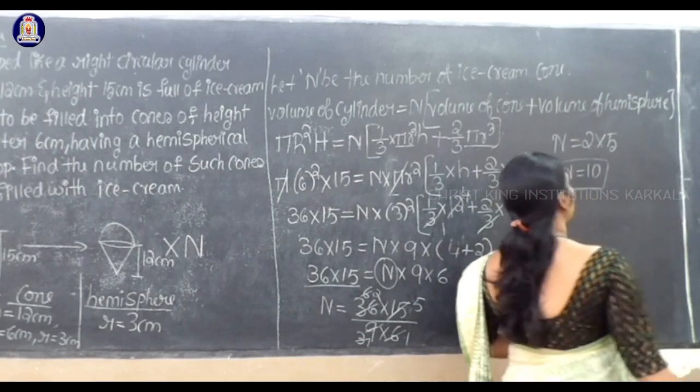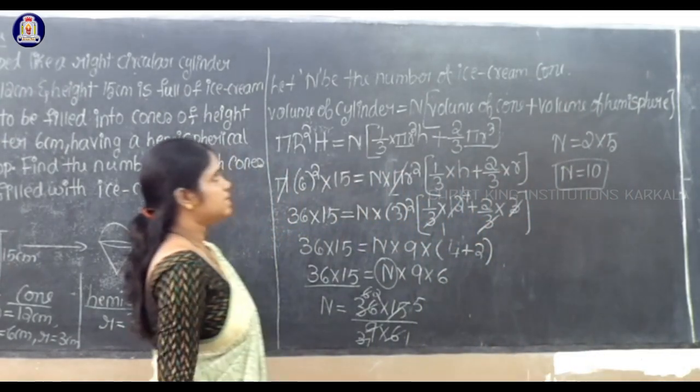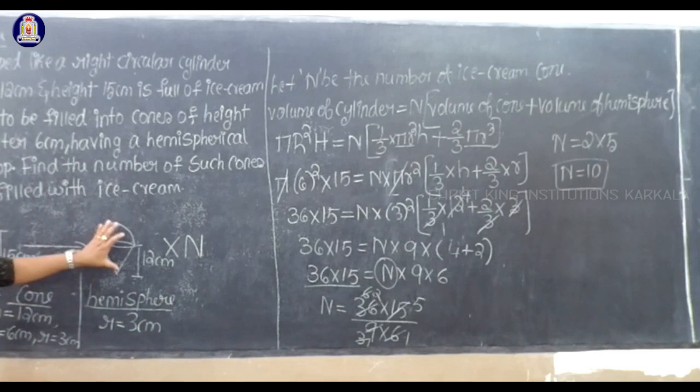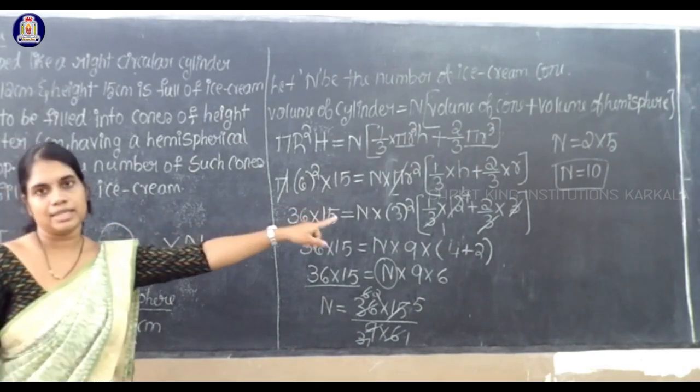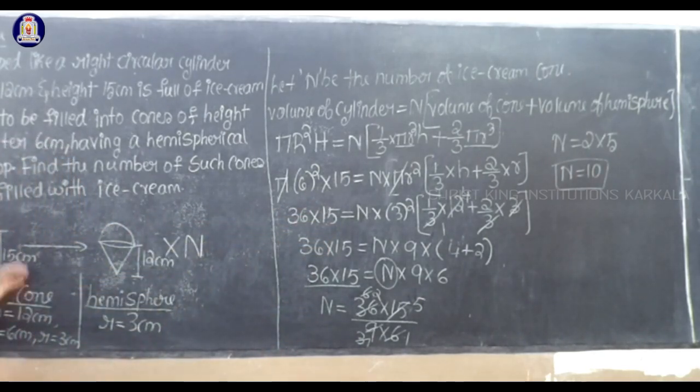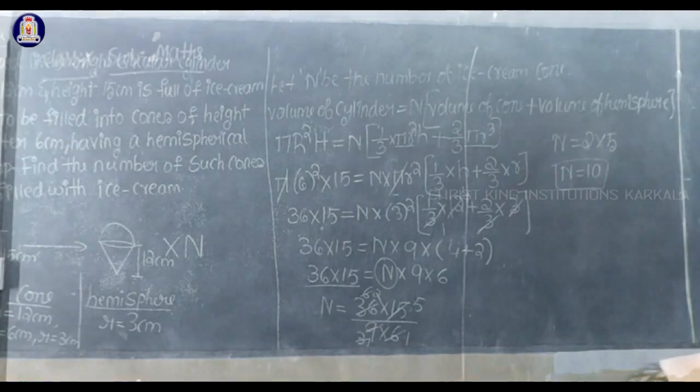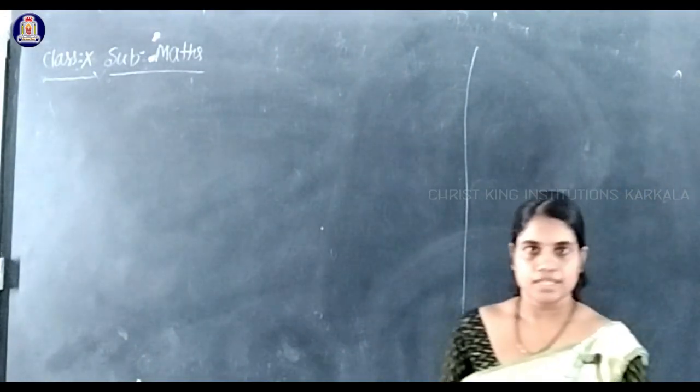So therefore, what is the number of ice cream cones? The number of such cones is 10. So this is the answer. A very important question this is. So the exact number of ice cream cones is 10. We'll see the next question.